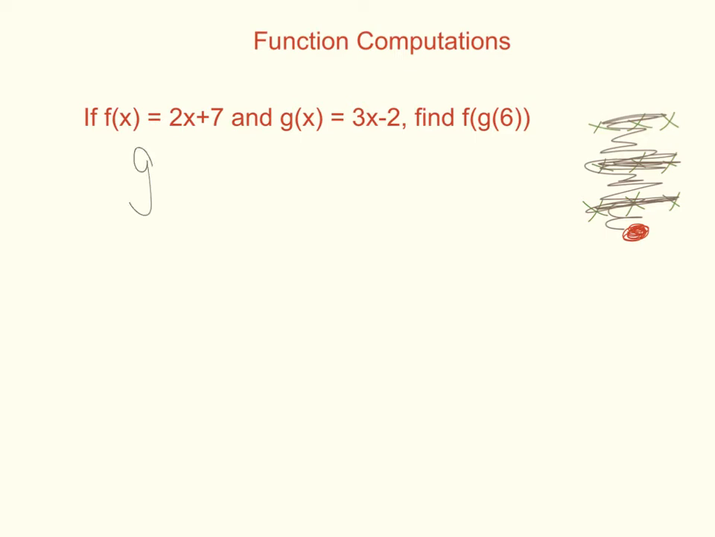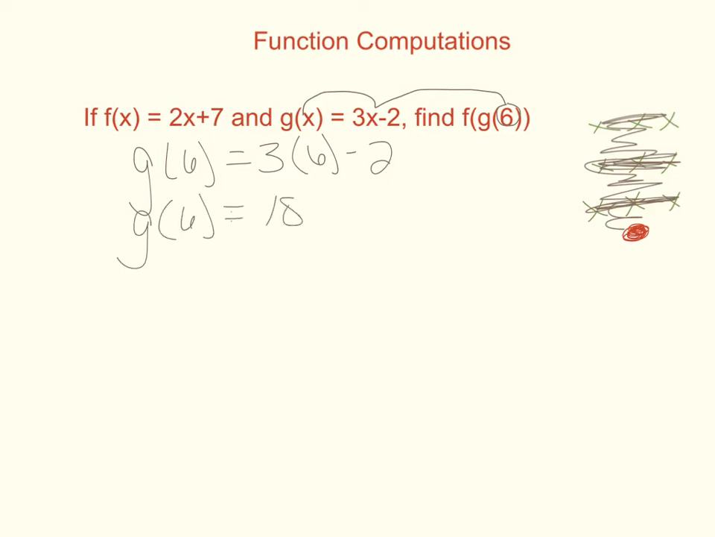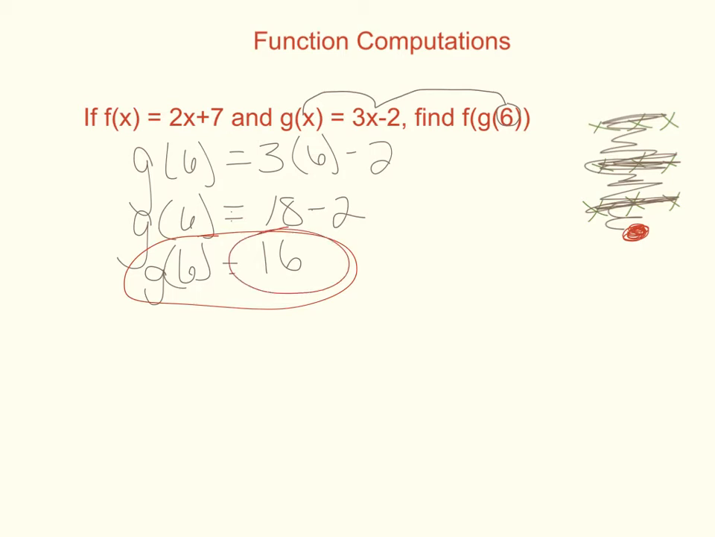So we're going to say g of 6 equals 3 times 6 minus 2. Notice that I took that 6 and I substituted it in for every place where I saw the x. So g of 6 is going to equal 18 minus 2. So g of 6 is going to equal 16. You are now going to use this information right here, the 16, and that's what you're going to plug into my next rule.